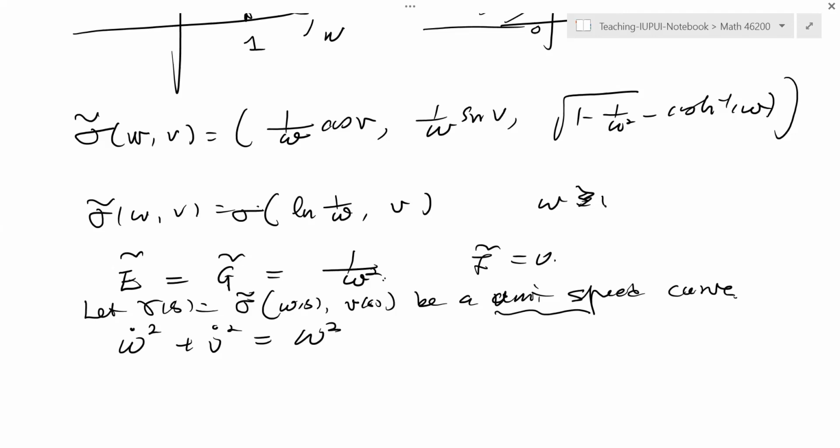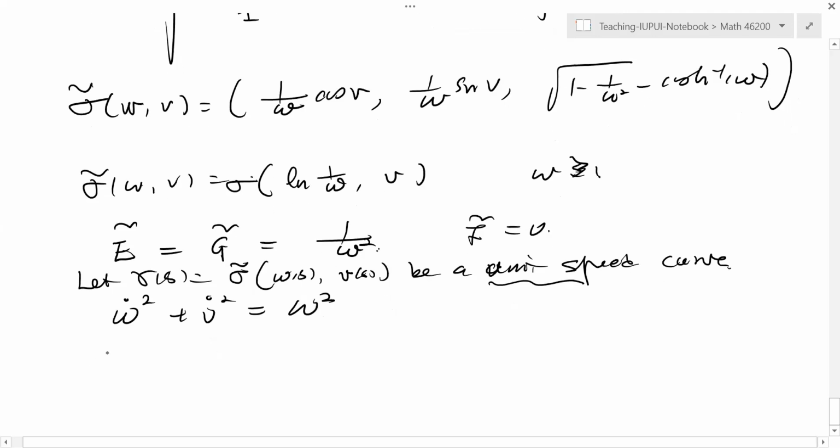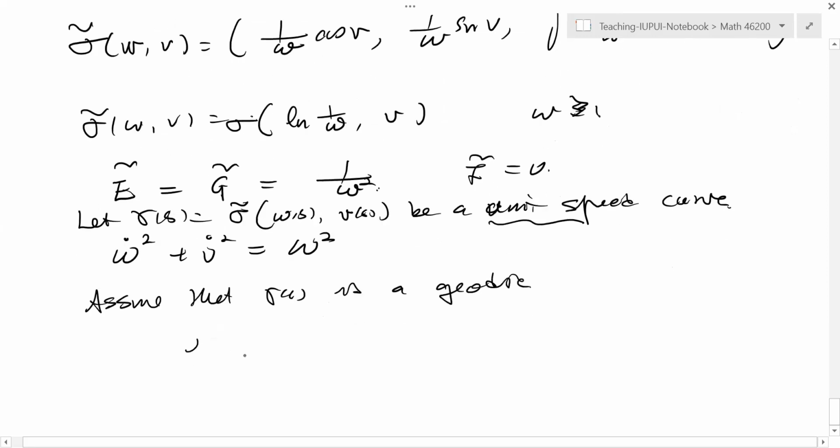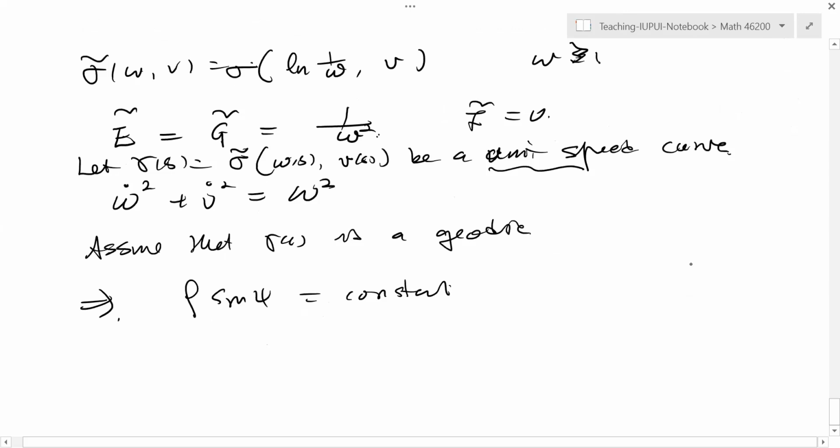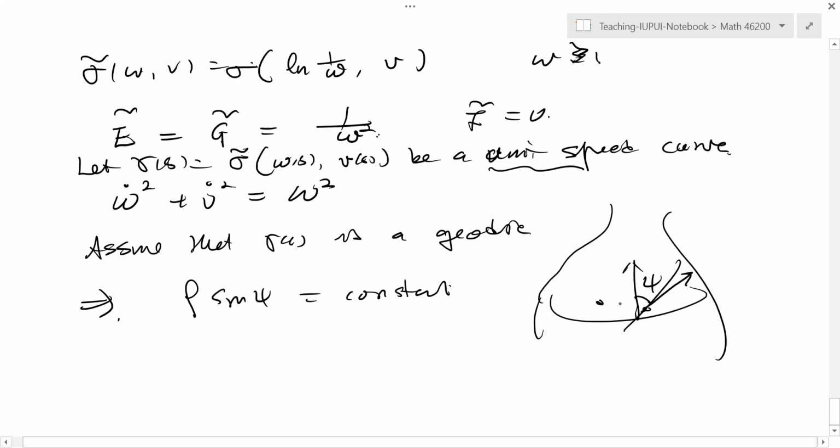Now assume gamma of s is a geodesic. We know that rho sine phi is going to be constant, and it doesn't matter which coordinate you choose. We proved this for a curve: here's a tangent vector, tangent to the meridian, that's the angle phi, and this is rho. So rho times sine phi is going to be constant along the geodesic.